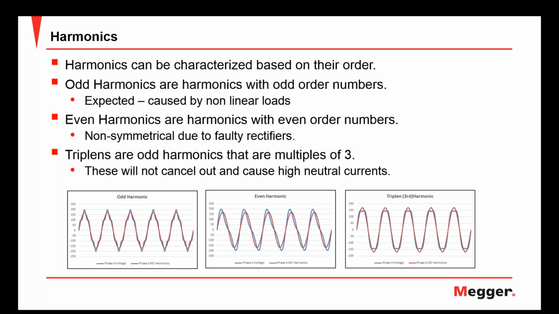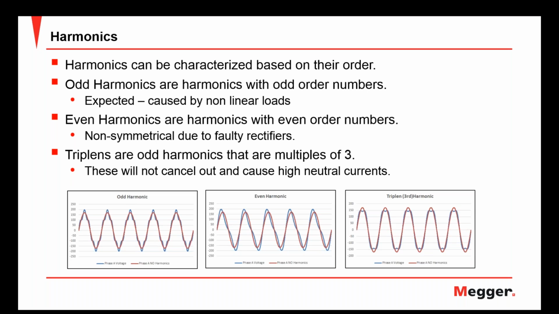When you look at even harmonics, 2, 4, 6, these are not symmetrical harmonics, and they're not normal on the system. You should not have extremely high levels of these. These should be relatively small. If you see high levels of even harmonics, this is an indicator that you may have a faulty rectifier on the system, and it's not fully rectifying the waveform, plus and minus. So this is why you see an asymmetrical waveform.